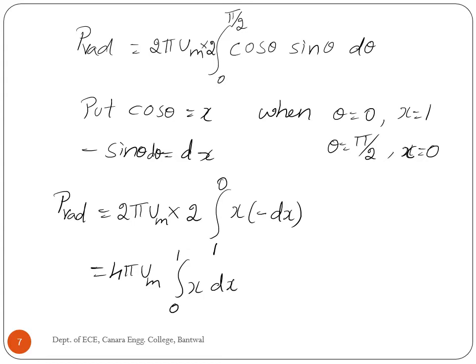Therefore, radiated power is equal to 4 pi Um x square by 2, with limits 0 and 1. Substituting the limit values, we will get the radiated power is equal to 2 pi Um.